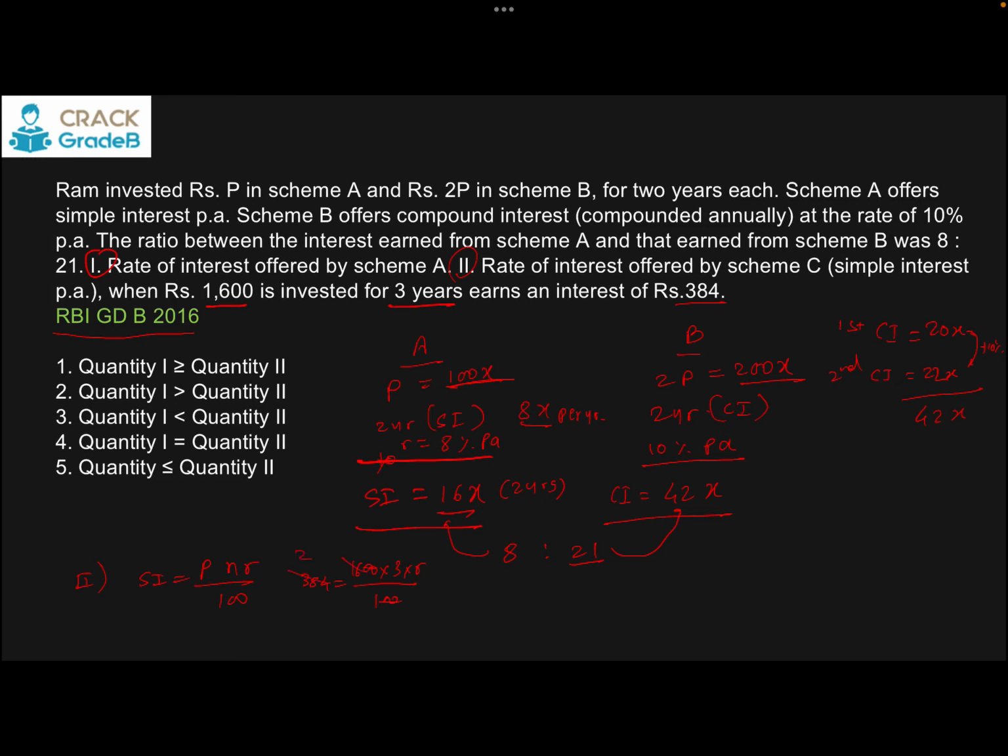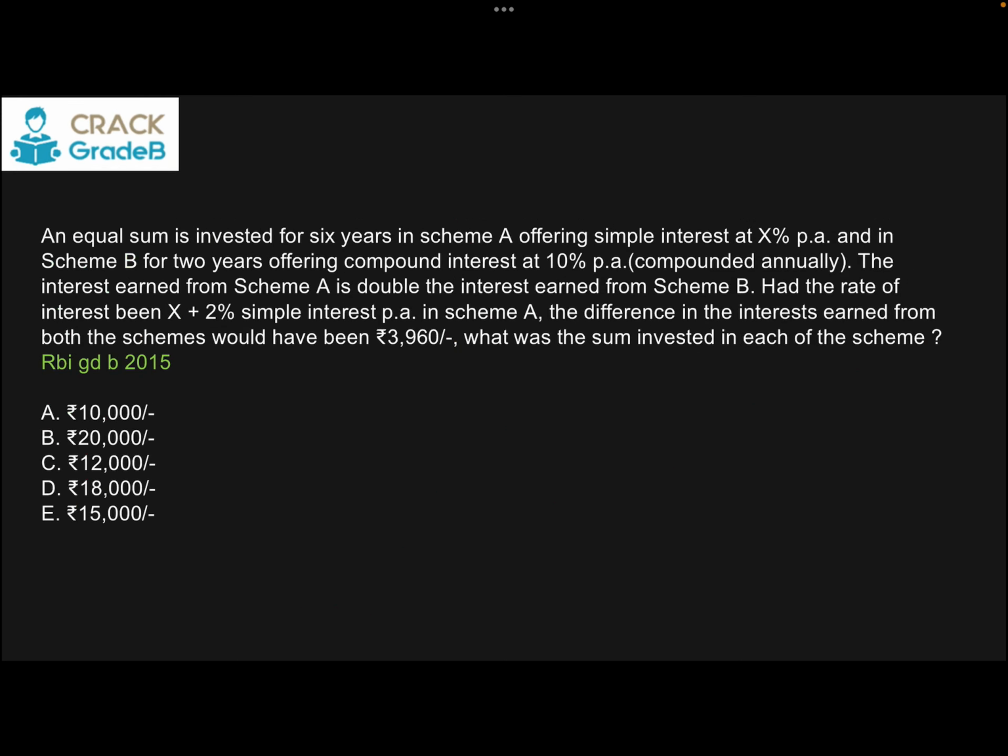This is 16's 2 times and 16's 4 times. So R will be 8%. So quantity 2 also 8%, quantity 1 is also 8%. And hence the answer is going to be quantity 1 is equal to quantity 2. Got this? Let's see one more.